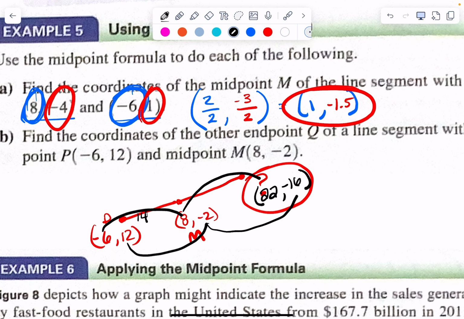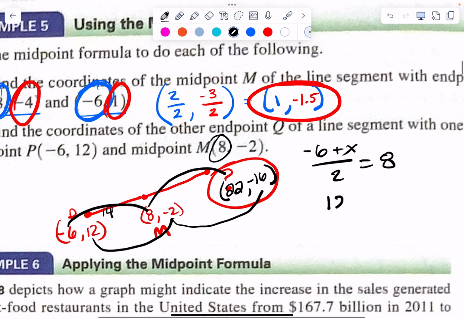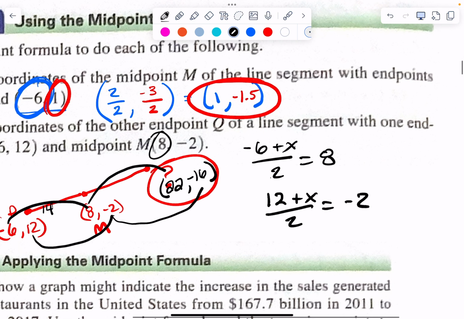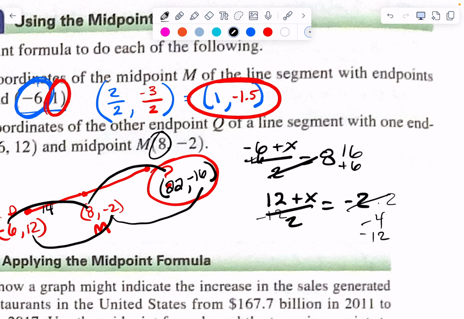Your way is way easier than mine. You could do the formula, right? Reversing the formula, plugging into it: negative 6 plus x over 2 equals 8, because this is the midpoint. If you add them together and divide by 2, that's 8. Multiply by 2 and you get 16, then add 6 to get 22. And 12 plus x over 2 equals negative 2. Multiply by 2, that's negative 4. If you subtract 12 from negative 4, that's negative 16. So you could do the formula backwards, or I'm just going to count.